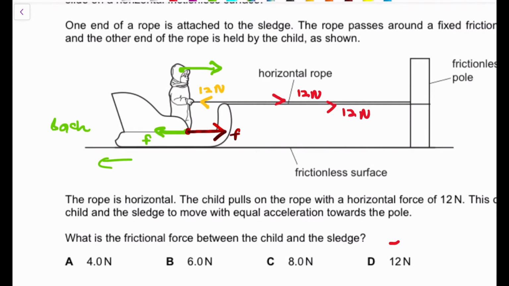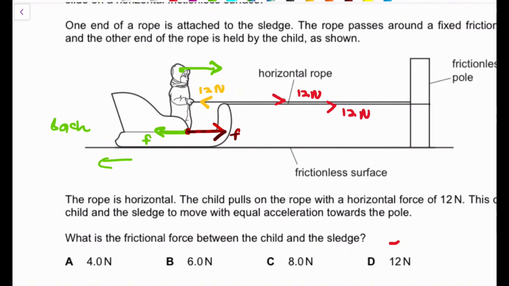As the child exerts the frictional force backwards, that's going to push the sledge backwards. But the sledge is also going to exert a frictional force forward in that direction, because there's also a tension causing it to move in that direction. So it's going to oppose. Those two frictions are going to cancel out. Hence, the child will not move.